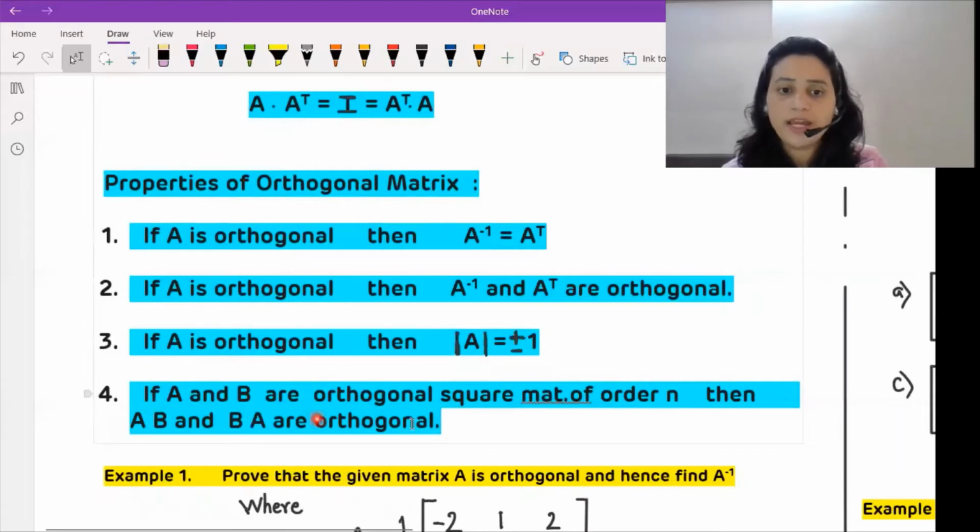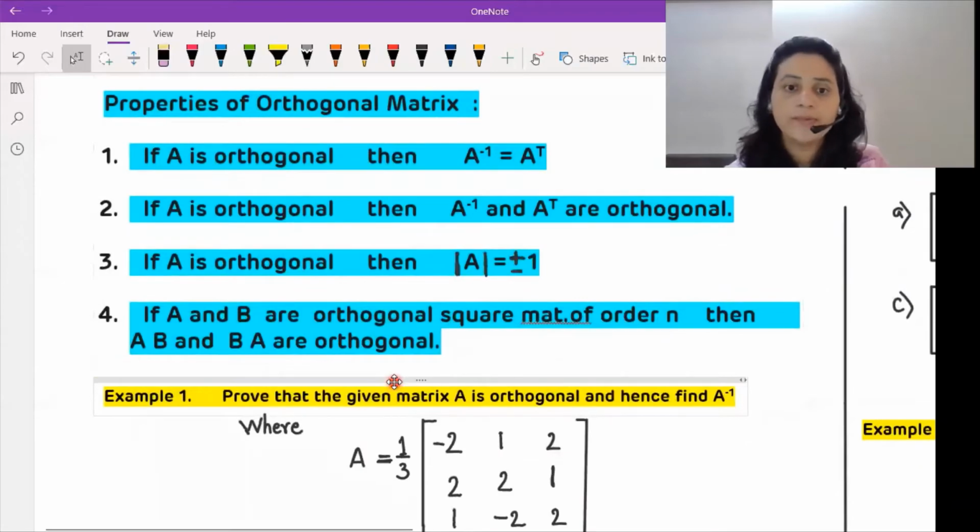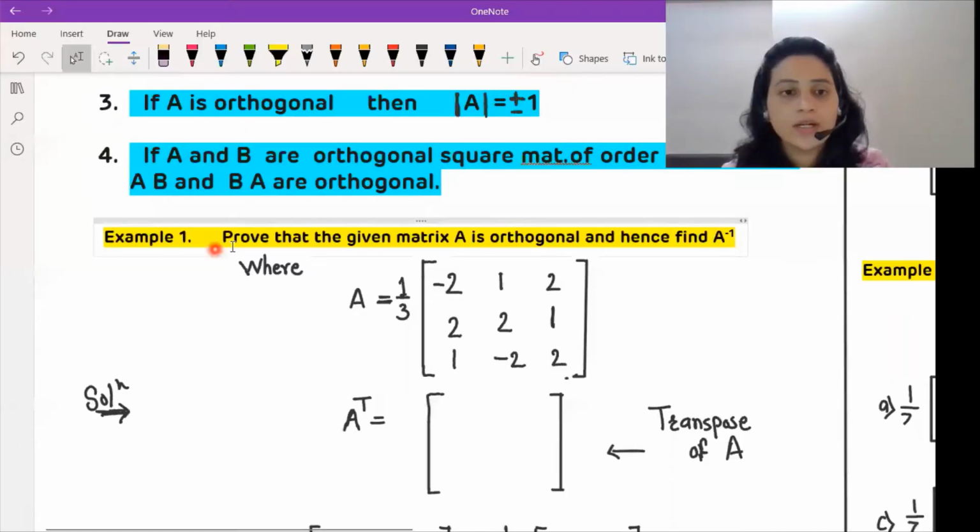Fourth condition: if A and B both are orthogonal square matrices of order n, then A into B and B into A are orthogonal. The multiplication is also orthogonal. Okay, so let's see the example. Prove that the given matrix A is orthogonal and hence find A inverse. A we have given here.